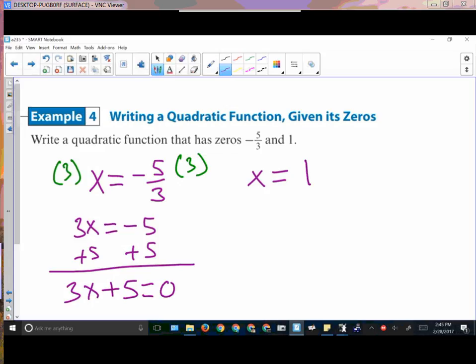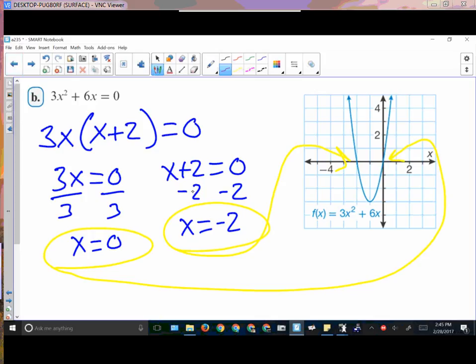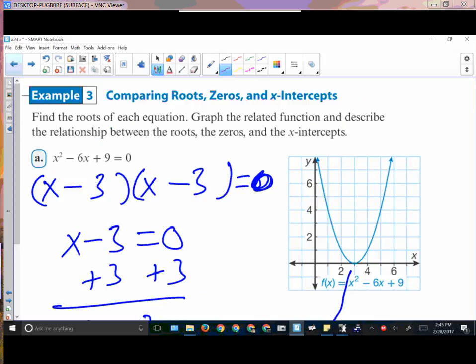Over here, let's make that equal to 0. All I got to do is subtract 1. So now I have x minus 1 is equal to 0. Now, they're equal to 0. What did we do to make them equal 0 up here before? I'm going to back up to this one here. X minus 3 is equal to 0. The x minus 3 was in parentheses. That's how I got there.